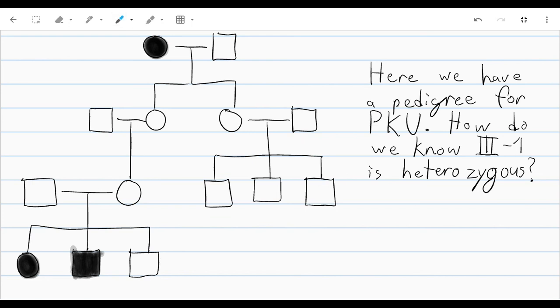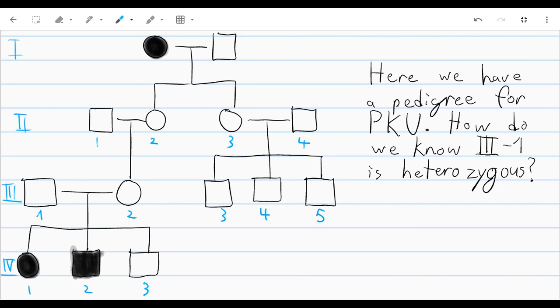We do have our generations, though. We have generation 1, generation 2, generation 3, and down at the bottom we have generation 4. And the individual that we're interested in is individual 3-1, so the first individual in generation 3. We're not told the inheritance pattern for this particular pedigree, but we can actually figure it out pretty easily.